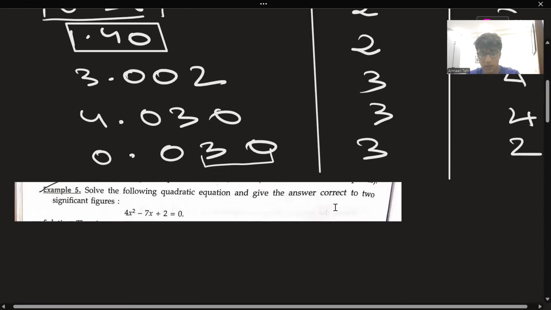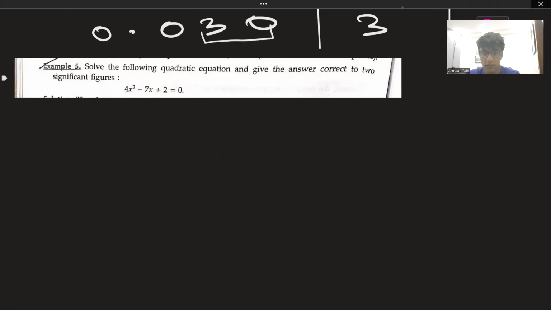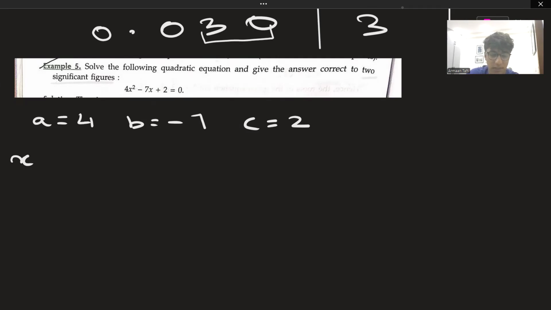So now let's jump into the questions. Corrected to two significant figures here. And so let's start solving. So 4x squared minus 7x plus 2. Later on, you wouldn't have to write what A, B, C is. You'll get to know it, and please don't waste your time doing that. But since that may be your first time doing this, I'm going to write it. So your A is equal to 4, your B is equal to minus 7, and your C is equal to 2. I'm going to write the quadratic formula again here. You don't have to, but it's just so that you see it more and it comes to your memory faster.